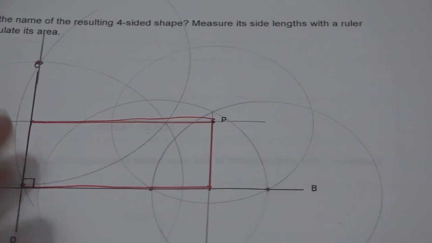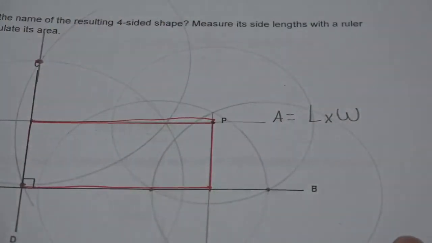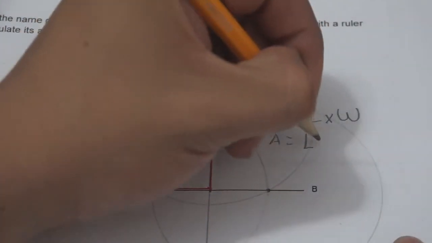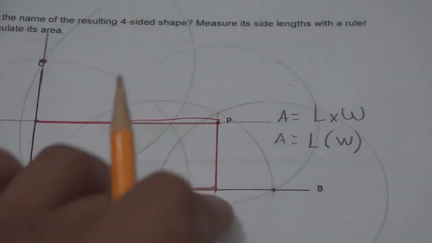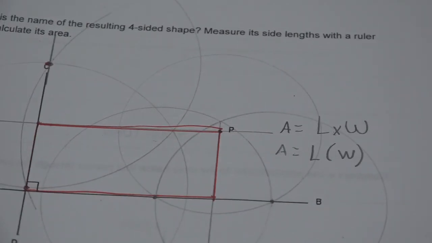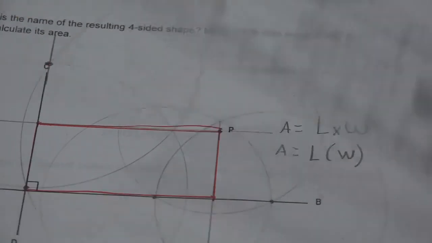So measure the length. By the way, how do you find the area of a quadrilateral, like a rectangle? Area is equal to length times the width. See that? So measure the length, measure the width, and please, you have 2 minutes to find the area. Good. Oh, by the way, you could use centimeters or inches. It really doesn't matter.